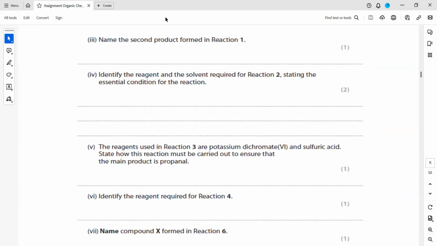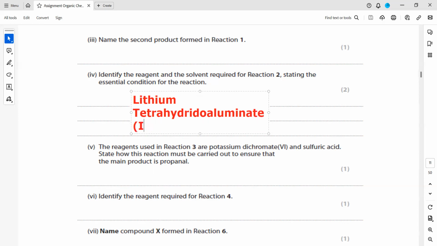So for reaction 2, because it is a reduction reaction, for the reducing agent we use lithium tetrahydridoaluminate. And in what condition do we use it? It is used in dry ether.